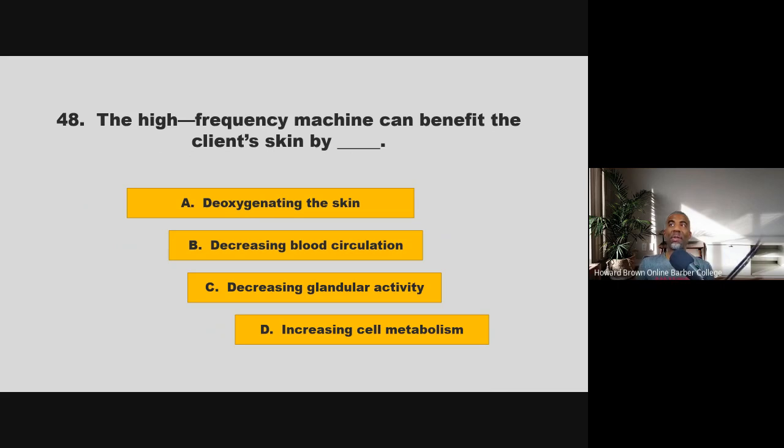The high frequency machine can benefit the client's skin by blank. Is it deoxygenating the skin, decreasing blood circulation, decreasing glandular activity, or increasing cell metabolism? If you chose D, increasing cell metabolism, you are correct.